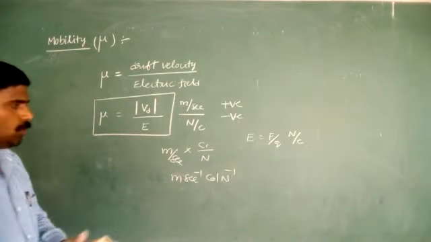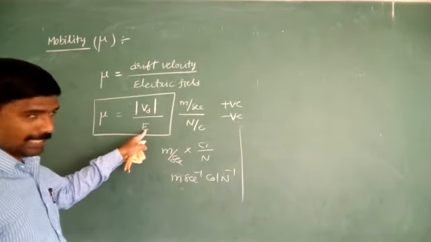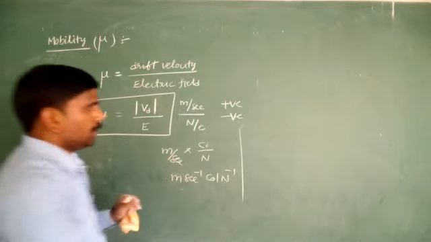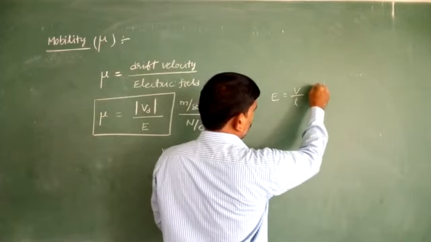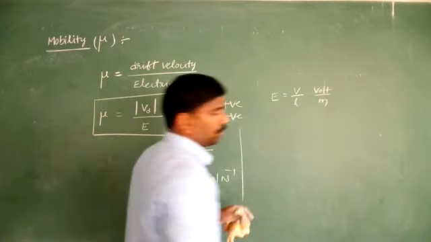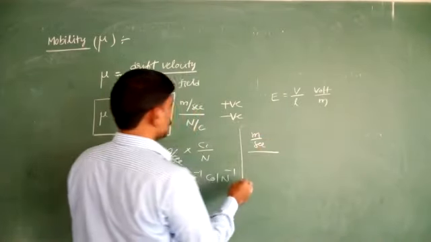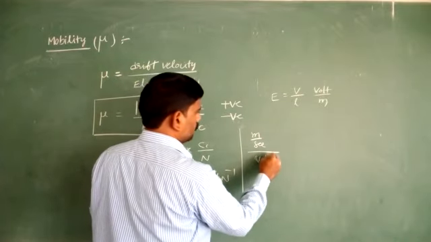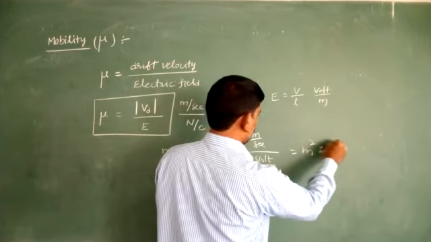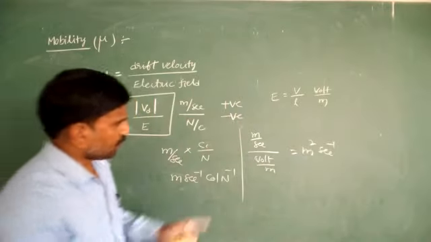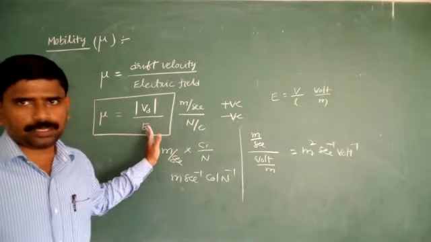Next, one more unit. Here we can also measure E in terms of volts. Electric field intensity E is equal to V by L, that is volt per meter. So in that situation, meter per second divided by volt per meter is equal to meter square second to the power minus 1, volt to the power minus 1. Both are units for the mobility.